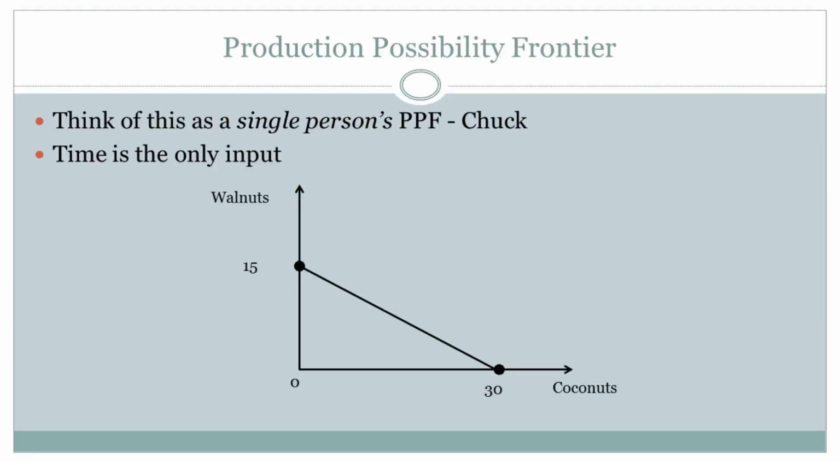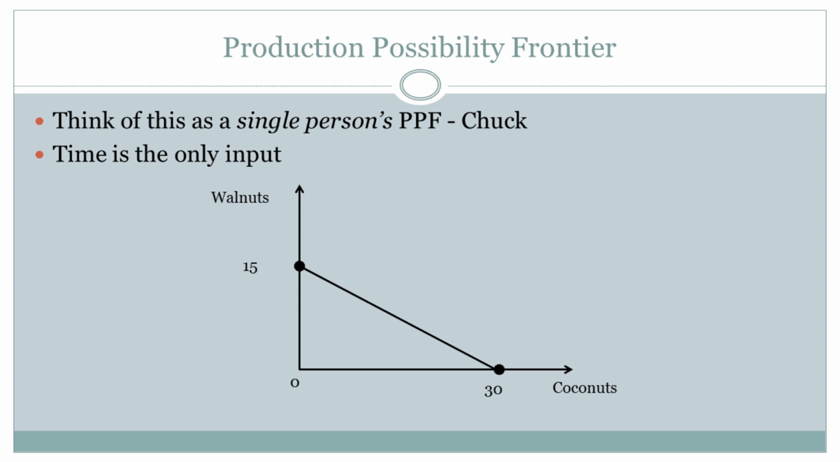So what we have here is a single person's production possibility frontier. Specifically, it is the production possibility frontier for Chuck. This describes what Chuck could be doing with his time. So Chuck, we're going to say, is able to gather 15 walnuts if he spends all of his days collecting walnuts. And if he spends all of his time instead collecting coconuts, he can collect 30 coconuts. So this is his production possibility frontier.